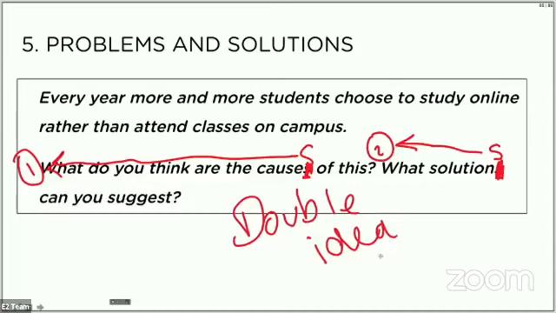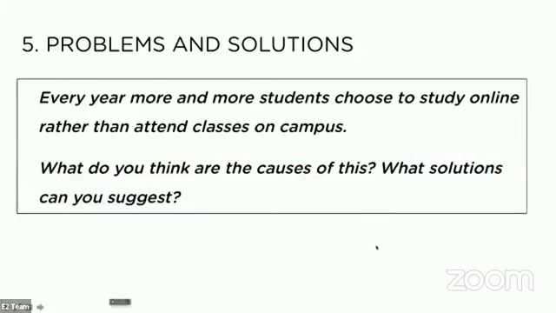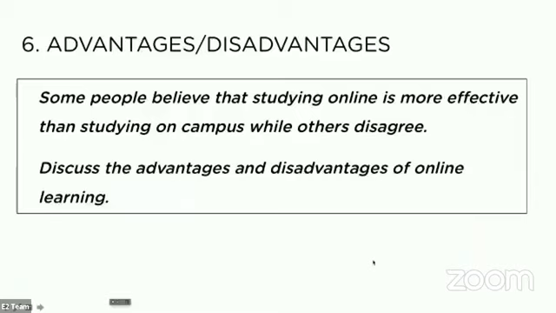Have you got me? This is what the IELTS examiners do. This is how they trick you. This is how they mark you down. You need to be more intelligent. You need to outsmart them. Also, look at this one, advantages and disadvantages.